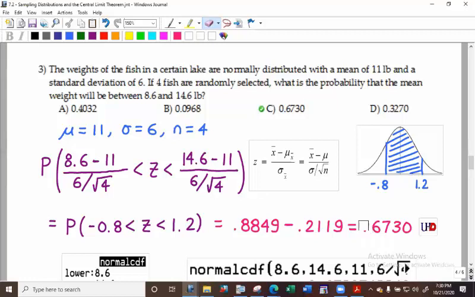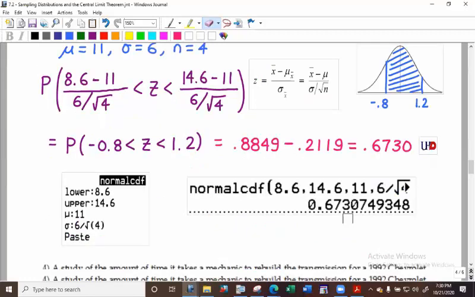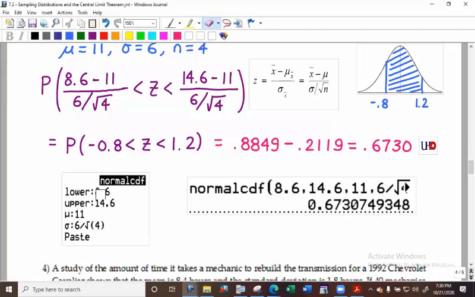So let's look in the normal CDF. The lower is 8.6. The upper is 14.6. The mean is 11. Then 6 divided by the square root of 4. Make sure that's in there. You got it. Well, obviously this is .6731, but as I mentioned before, that's not going to be an issue. It'll be close enough to the answer you see on a test.